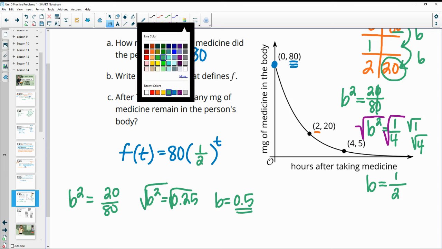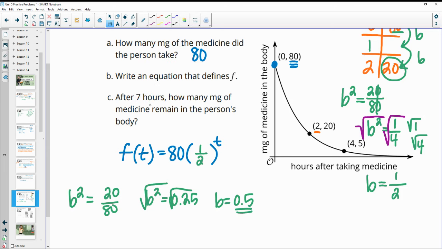Then for part C, after 7 hours, how many milligrams of medication or medicine remain in the person's body? So now we're just going to plug 7 into here. So we'll do F of 7. So we'll do 80 times 1/2 to the 7th, and you'll get about 0.625 milligrams remain.